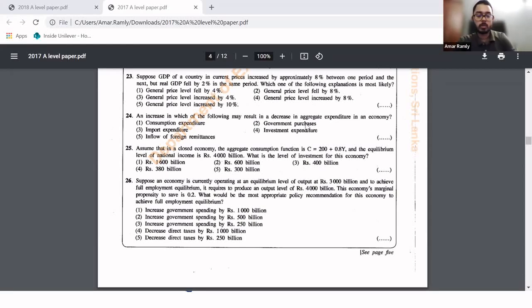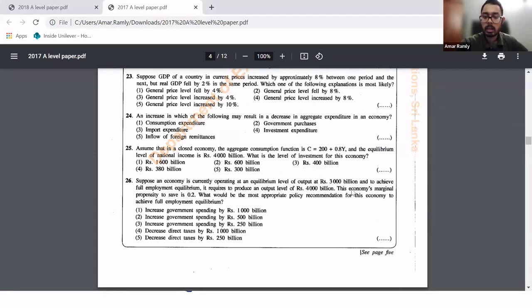Okay, righto. So, guys, let's discuss now. So here, let's first look at what's happening. Suppose an economy is currently operating at an equilibrium level of output of rupees 3,000 billion, and to achieve full employment equilibrium, it requires to produce an output level of 4,000 billion. Okay, so how much are we short by? Short by about 1,000 billion.